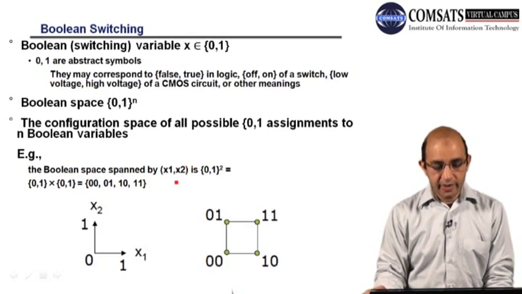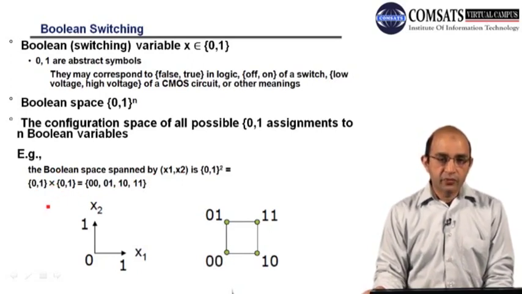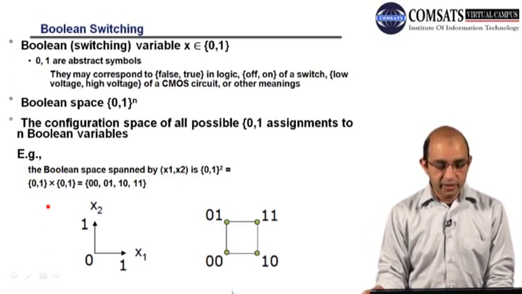If we have a Boolean space and we have 2 literals, x1 and x2, and this is the space, the Boolean space, we have 0, 1, and this is the square. We normally represent this space in this way: 0, 1 cross 0, 1. If you are interested in the different combinations that this Boolean space can have, we have 0 0, 0 1, 1 0, and 1 1.